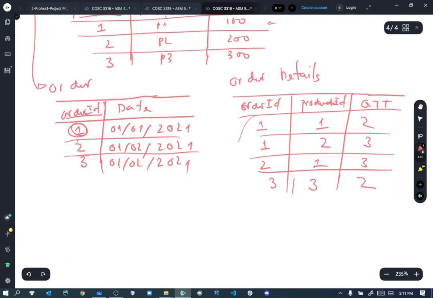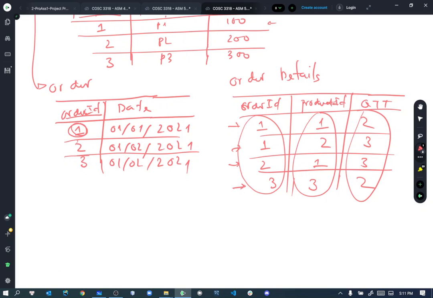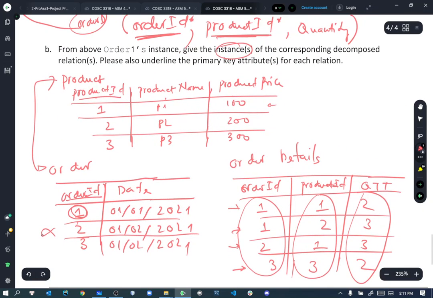So it's actually all the tuples of these 3 columns, because there will be no repetitions here, because order ID and product ID will always be unique. So you will not be able to remove any of the repetitions, just like product and order.